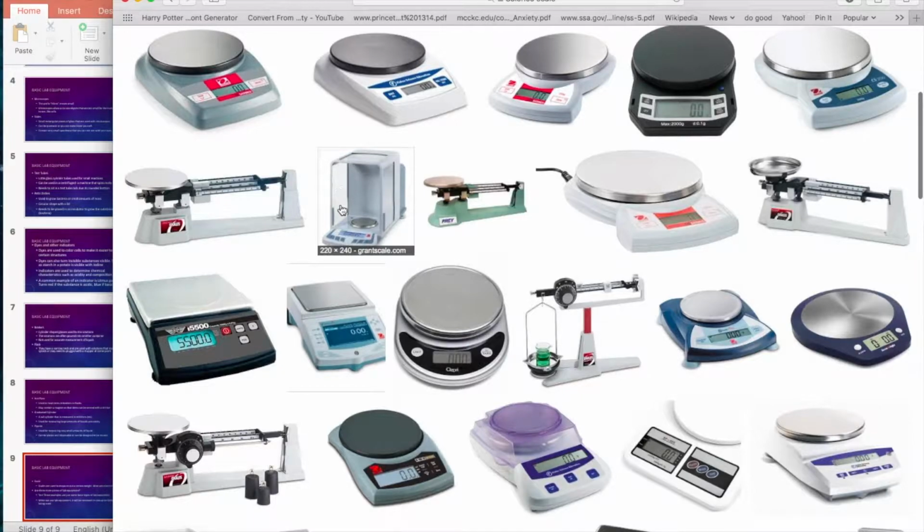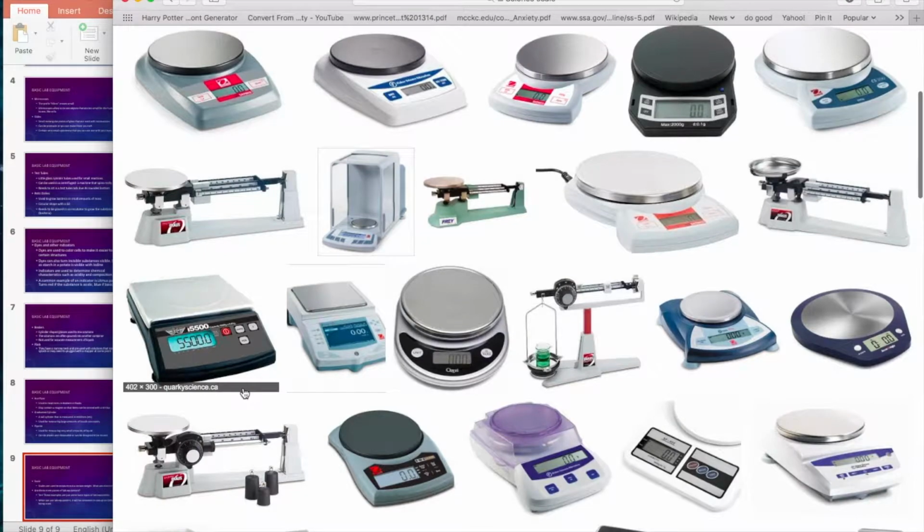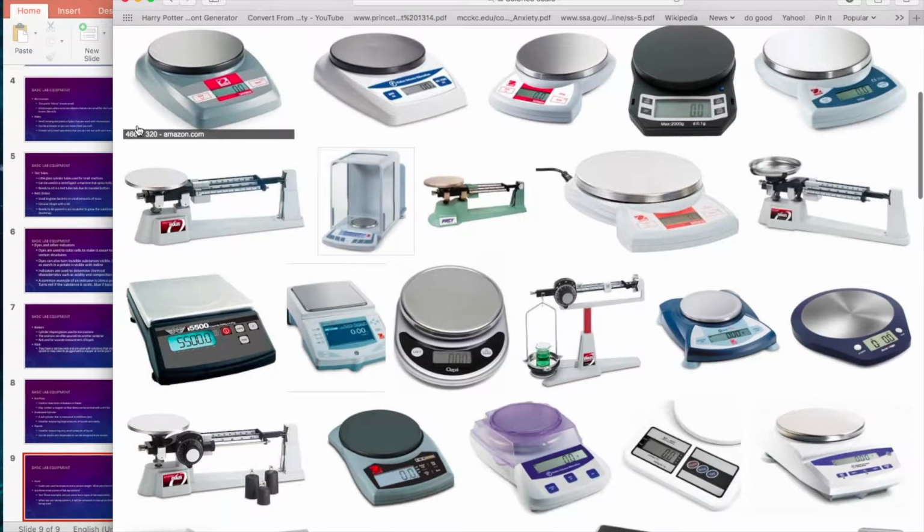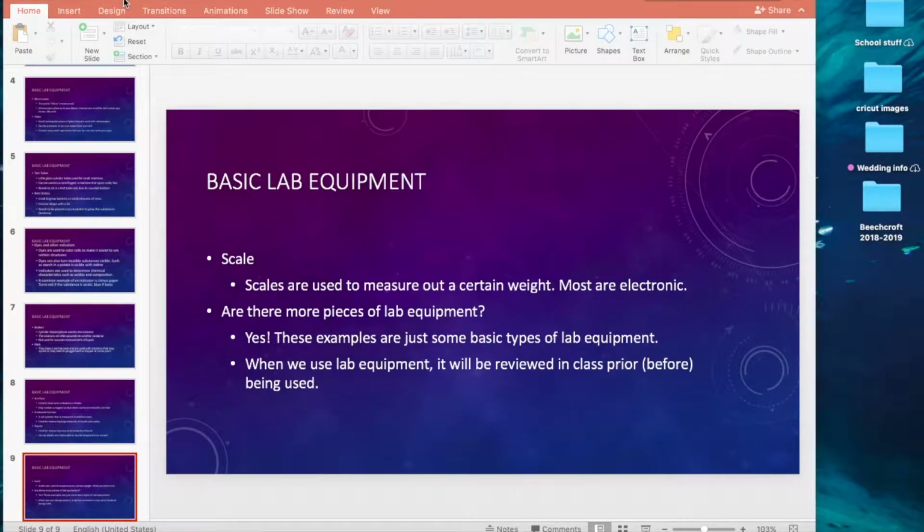This one has a box around it to keep the air from messing with the measurements. This one's a triple beam balance. There's a bunch of different types, but most likely you'll be dealing with an electronic scale. Are there more pieces of lab equipment? Yes, there are. These are just a few examples of some of the basic types of lab equipment. When we use lab equipment, it will be reviewed in class before being used.